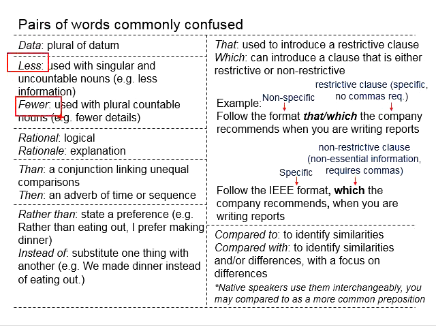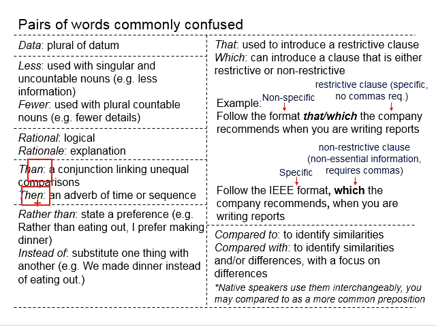Less and fewer. Less is used with singular and uncountable nouns, such as less information. However, fewer is used for plural countable nouns, such as fewer details. Rationale and rational. Rational means logical. Rationales means explanations.